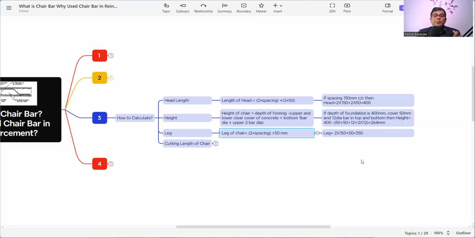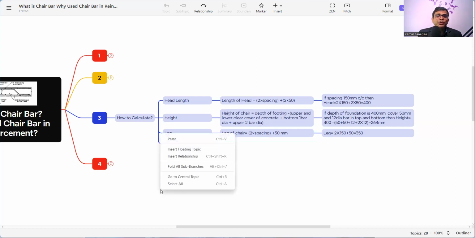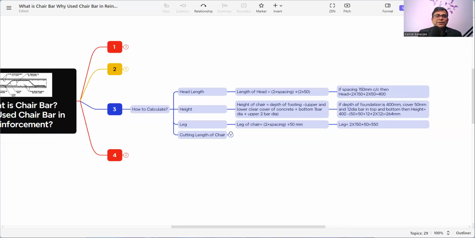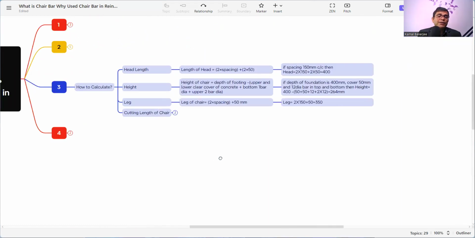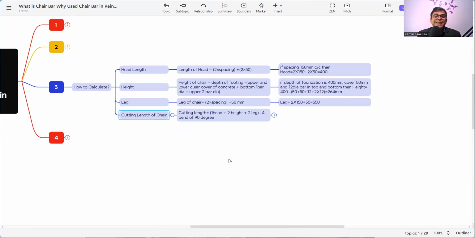Now we need to bend as per the requirement. Now we have to give the cutting length to the bar bender so that he can make the bar as per the requirement. So what will be the cutting length? For cutting length, we know that we have to deduct the number of 90-degree bends. So how many are there? 1, 2, 3, 4. So 4 number 90-degree bends are there in the chair. So what will be the cutting length? One head, two height, two leg, minus 4 number bends into 90-degree. Now let's calculate.